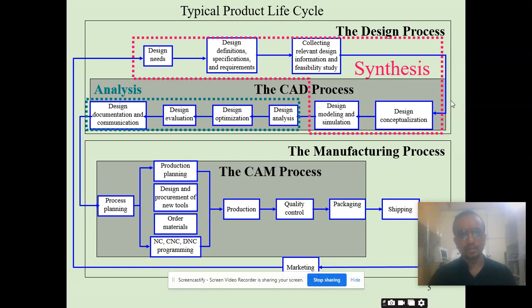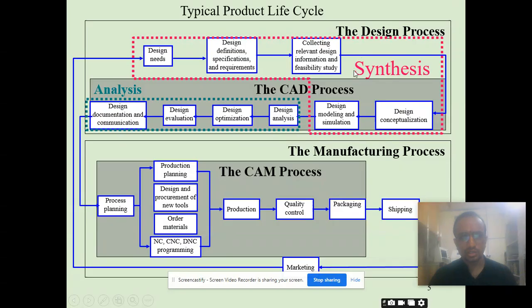of CAD/CAM. So here you can see the typical product life cycle of a design as well as the manufacturing process. Here, the typical product life cycle is divided into two categories. One is the design process. You can see in the top side. The design process includes the synthesis and the CAD/CAM process and the analysis portion. Whereas in the bottom portion, you can see the manufacturing processes, which include the CAM applications, CAM processes. Now, first of all, we'll consider the design process.